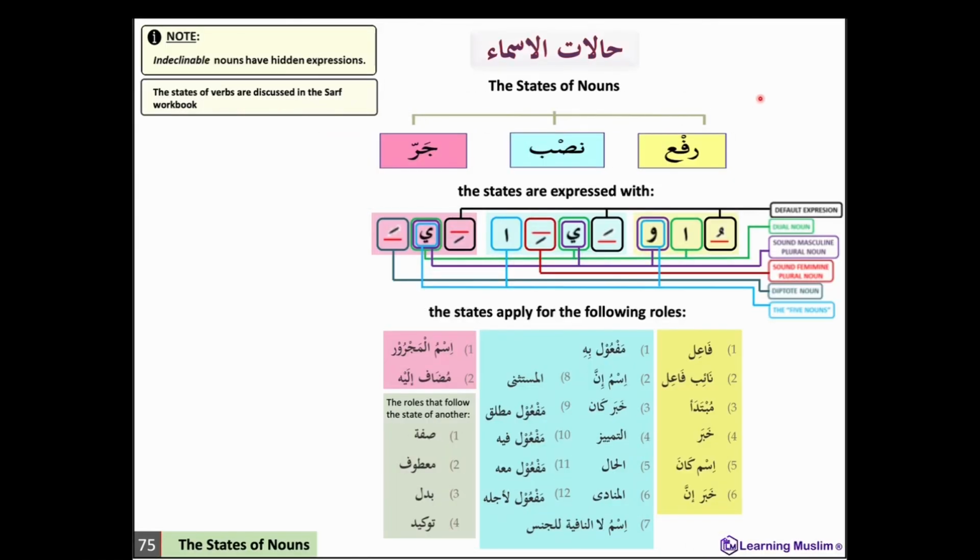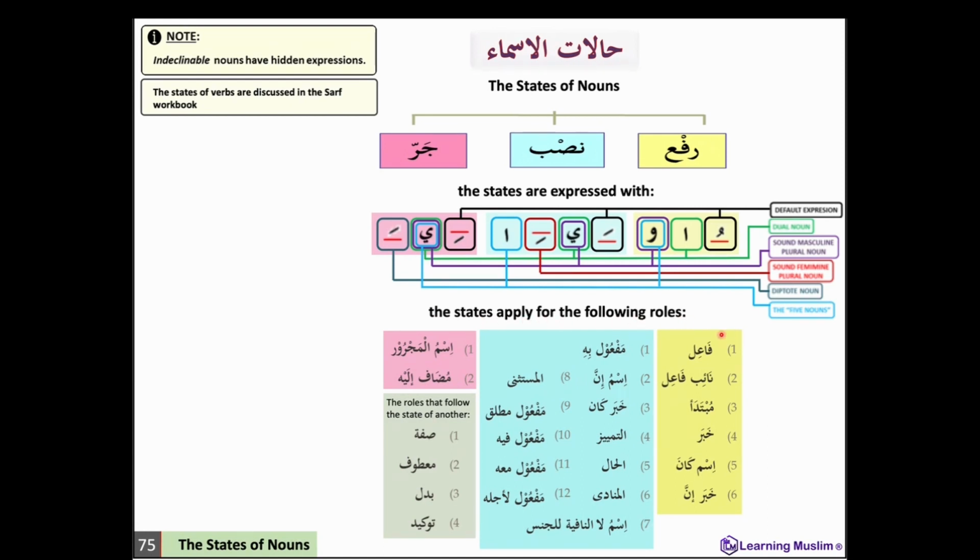So to summarize today's lesson, today we discussed حالات الاسماء, the states of nouns. And the states of nouns are raf, nasb, and jar. These states are expressed with a number of expressions. And depending on the degree of declinability of the noun in question, the states will either be expressed completely, or it will be implied, or it will be expressed in a different way. Then following that, the states apply for a number of roles.